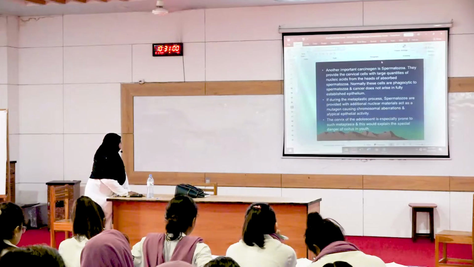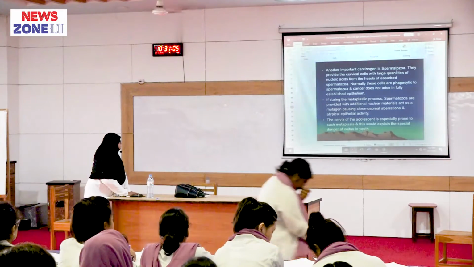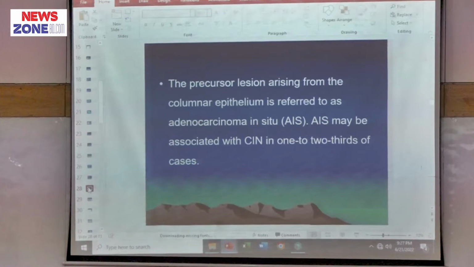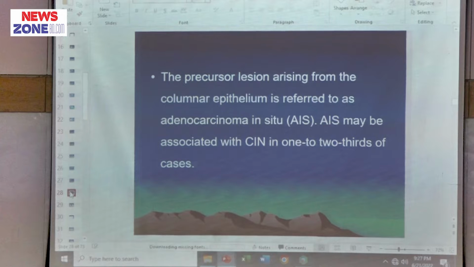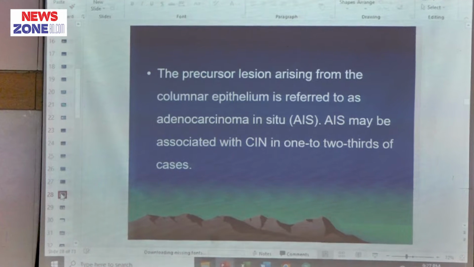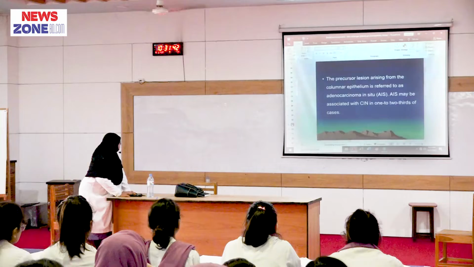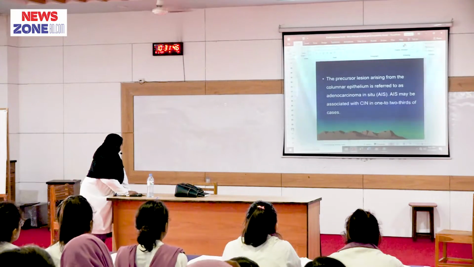Another important carcinogen is spermatozoa. It also causes metaplasia changes. The ectocervix has stratified squamous epithelium, and the endocervix has columnar epithelium. If changes occur in the columnar epithelium, that is called adenocarcinoma. If they occur in the ectocervix, it is squamous cell carcinoma.